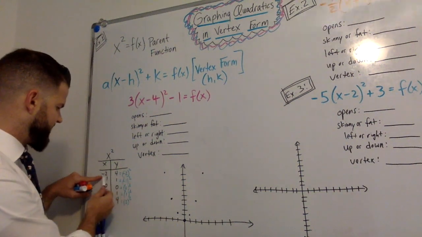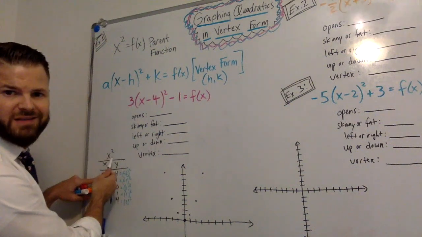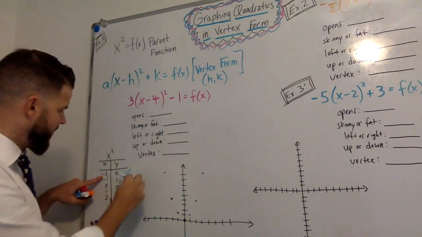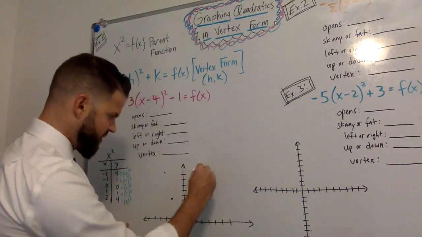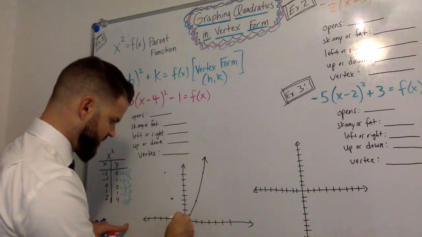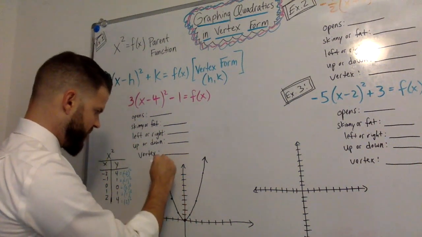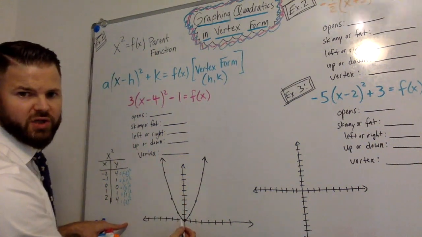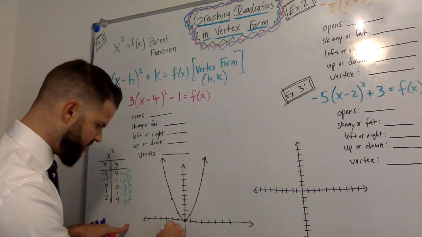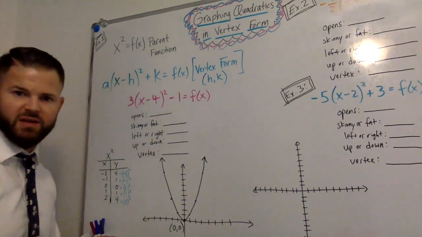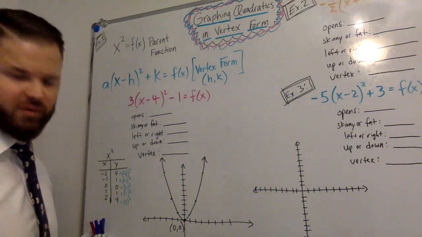If I take -2 and plug it in for x, -2 squared spits out a 4, and so on. If I graph this, it should look something like this. It should be a little parabola with the vertex at the origin. What's my vertex going to be? 0, 0. Perfect. That's my vertex, all right?